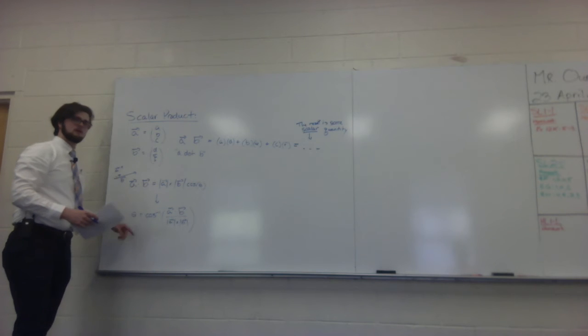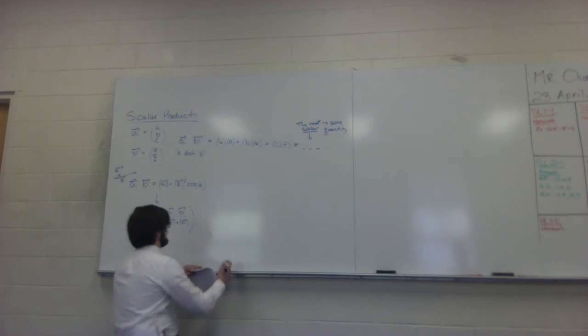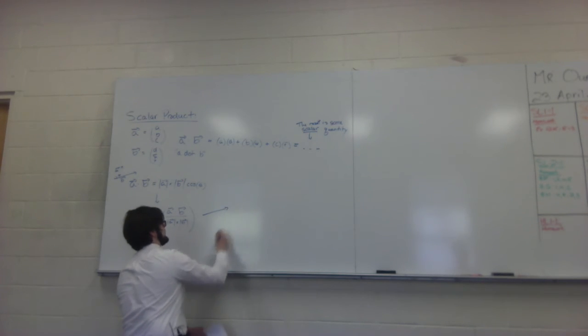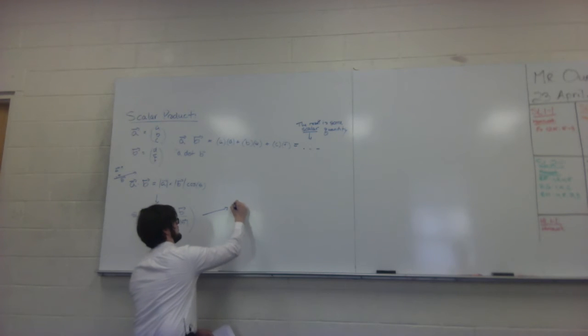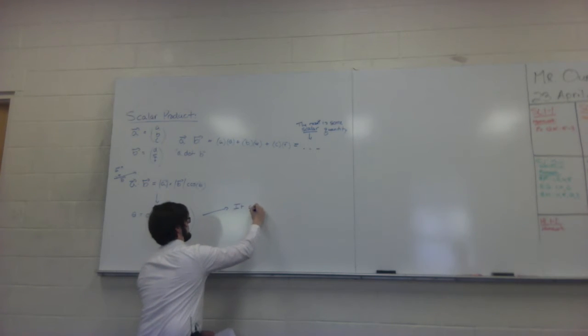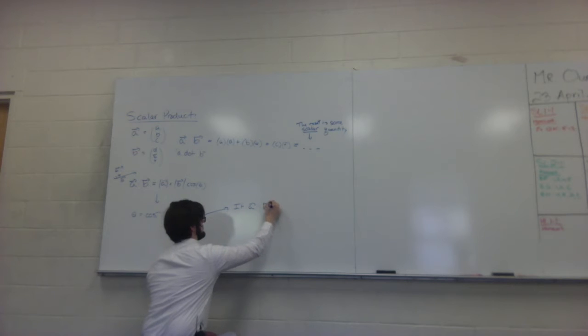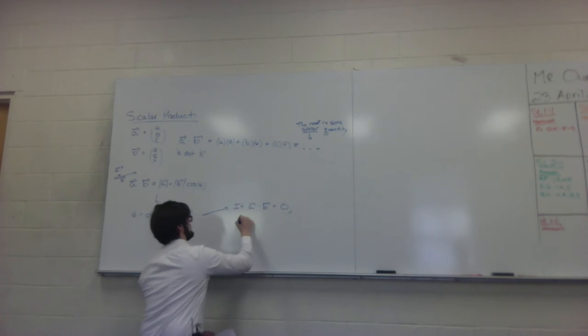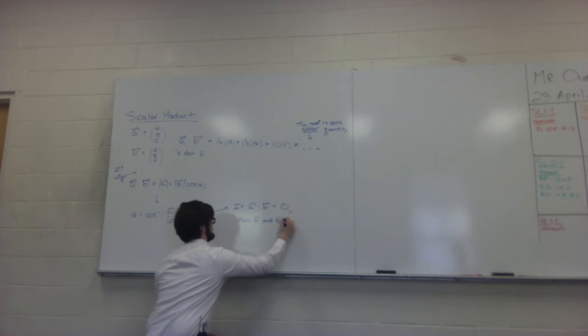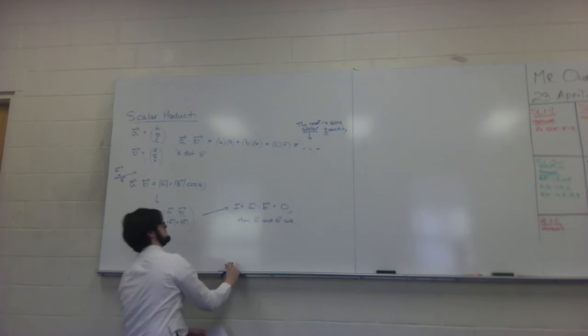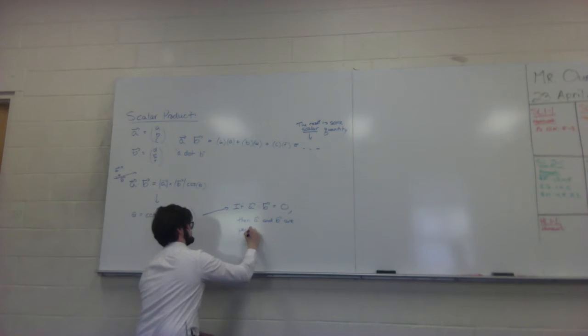So out of this, we can get a very nice property about the dot product. If A dot B equals 0, then A and B are what? Perpendicular, exactly.